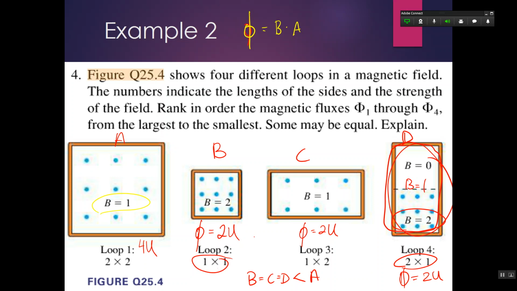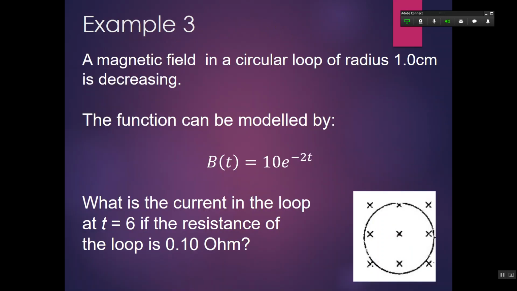So far, so good? Okay, it's going to get a bit more complicated. A magnetic field in a circular loop of radius 1.0 centimeters is decreasing. The function of the decreasing magnetic field is shown here. It's this equation.